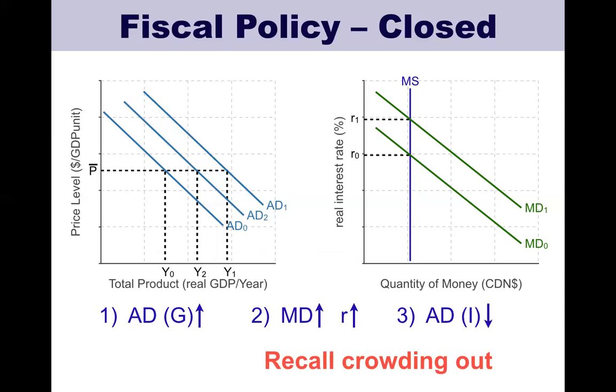So now we're going to get crowding out of investment. Notice that in the short run, this model predicts crowding out of investment. In the long run, we also have that phenomenon. Right? So crowding out of investment is something that's happening in both cases, long run and short run. So here is our short run fiscal policy model when we have a closed economy.